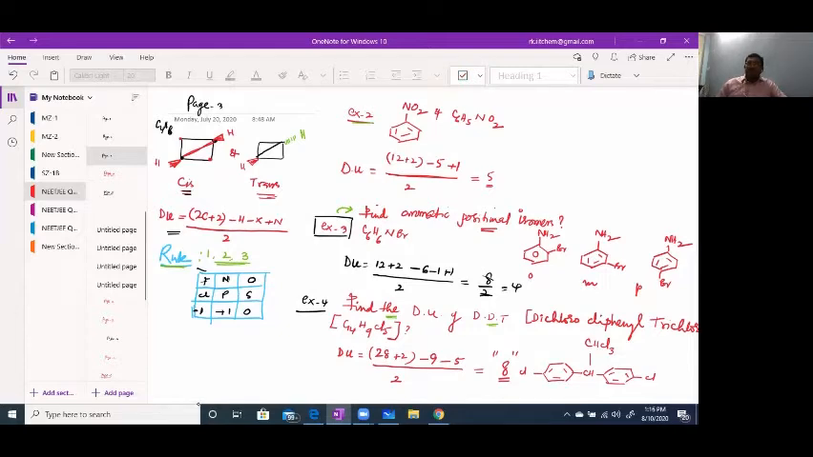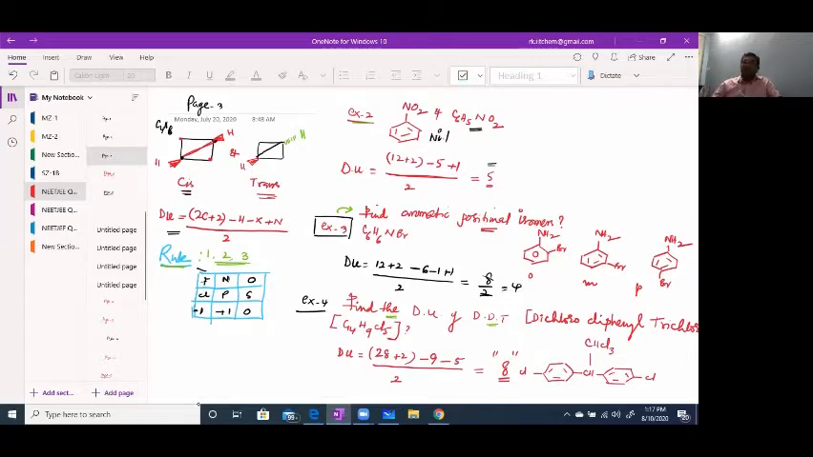Nitrobenzene is given. I have given the structure for the sake of an idea here, children. C6H5NO2 is the formula I have shown here. It's clear. C6H5NO2 means 12 plus 2 minus 5 plus 1, because 1 nitrogen is there. Its degree of unsaturation is going to be 5. See here, 1 ring, 3 pi bonds, and 1 double bond in the nitro group. So when we have seen this example, it's nothing but the degree of unsaturation of nitrobenzene.